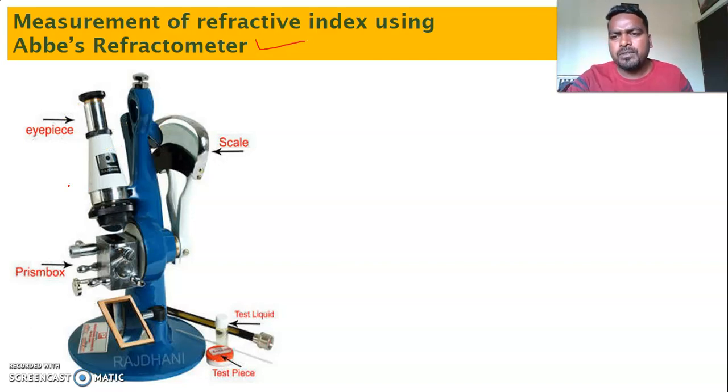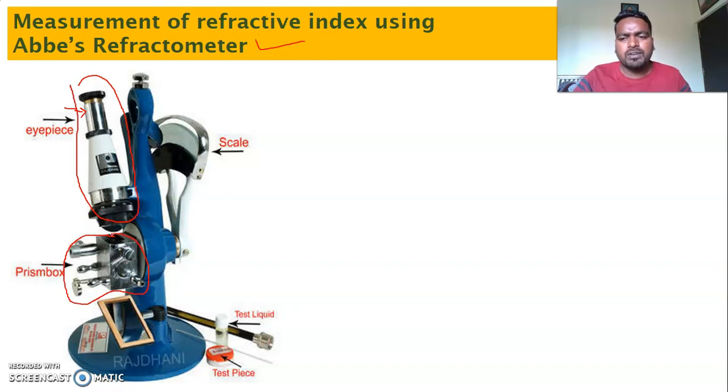The Abbe's Refractometer looks like a microscope, and it contains more than 5 important parts. The first one is a small telescope with an eyepiece, through which we can observe the angle of refraction coming out from the prism. And more important here is the prism box.